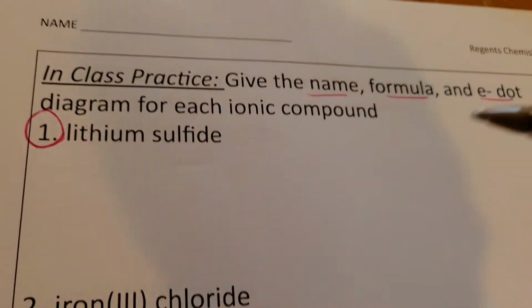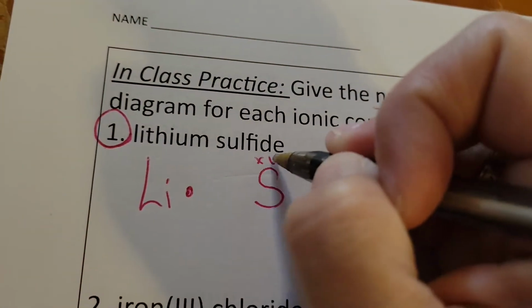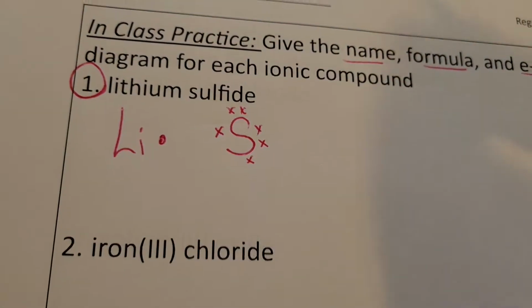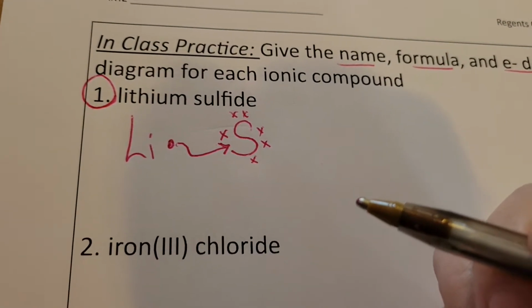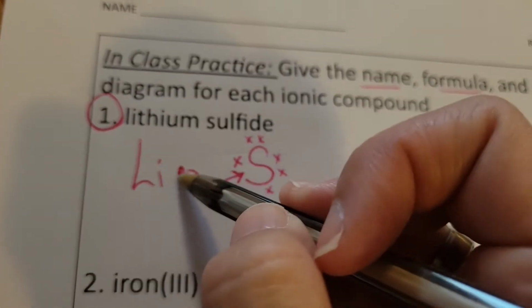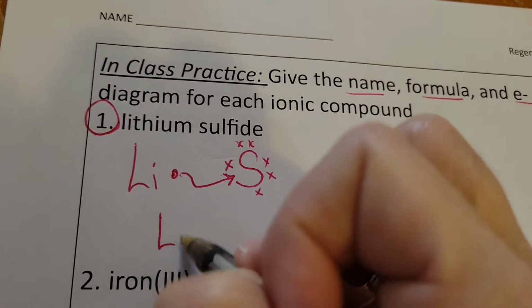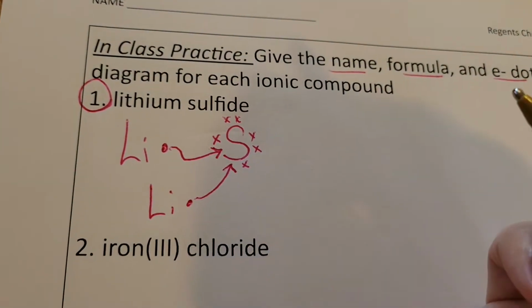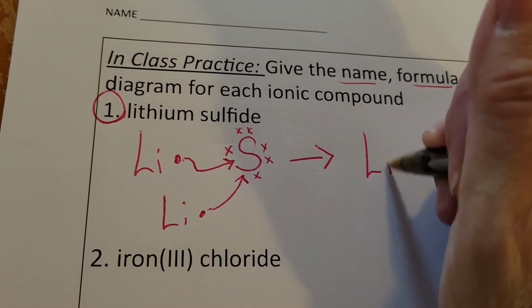All right, so lithium. If we look up, lithium has 1 valence electron, and sulfide or sulfur has 6 valence electrons. So we're going to put our 6 valence electrons. Lithium is going to give 1 electron to the sulfur, and you want to make sure that you use an arrow. Now lithium has lost its 1 electron. It's very happy. Sulfur has only gained 1 though. It needs another one. So another lithium comes along and is going to donate or transfer an electron to the sulfur.